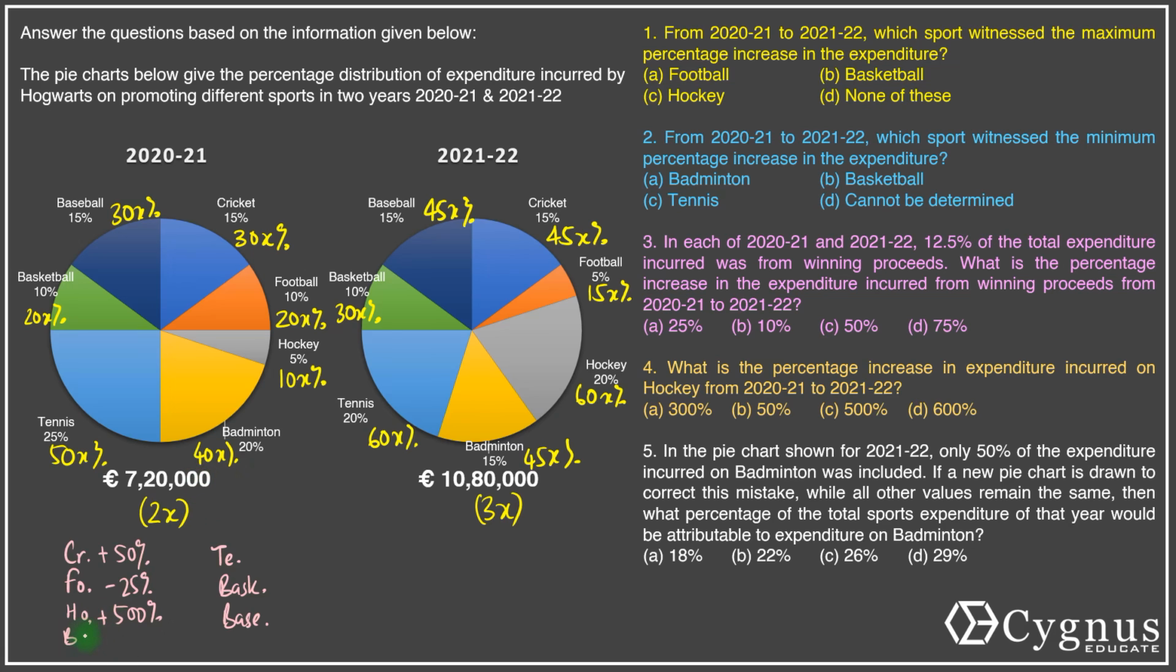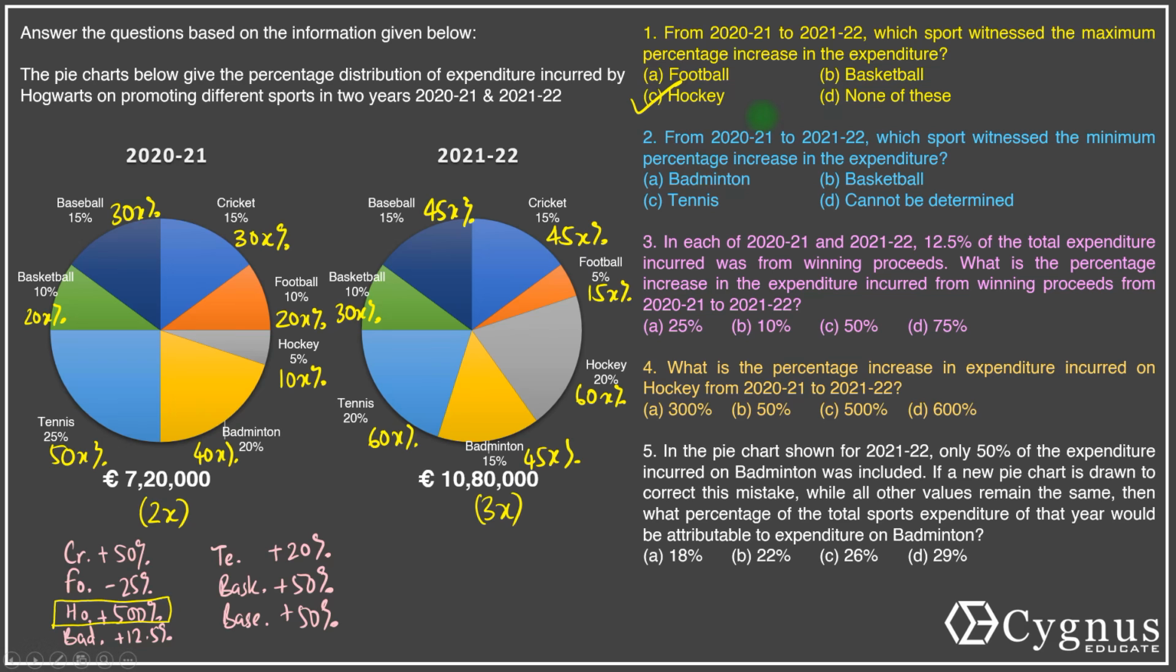Badminton 40 to 45, that's a 12.5% increase. Tennis 50 to 60, that's a 20% increase. Basketball 20 to 30, that's a 50% increase. Baseball 30 to 45, that's another 50% increase. And that brings us to conclude that hockey with a 500% increase is the sport which must have witnessed the maximum percentage increase in expenditure. The correct answer is option C, hockey.